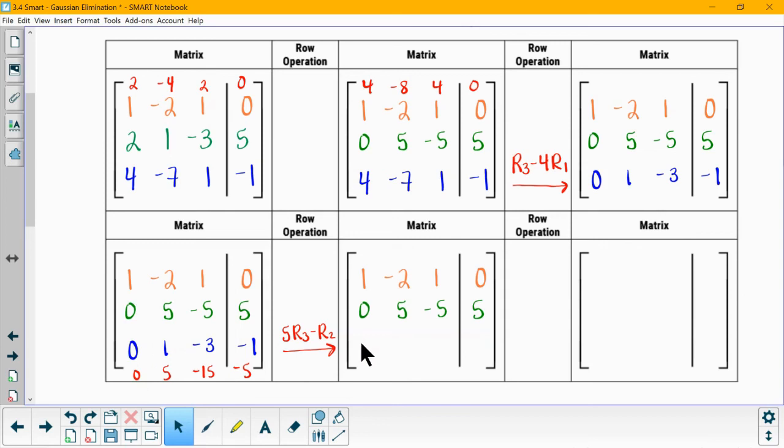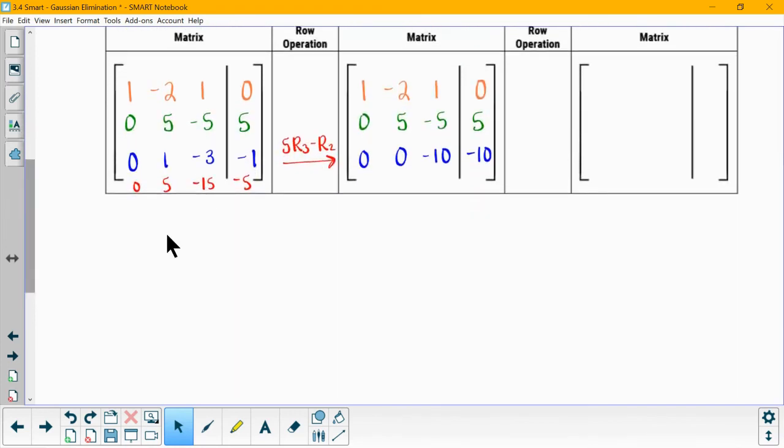So 0 minus 0 is 0. 5 minus 5 is 0. Negative 15 minus negative 5 is negative 10. And negative 5 minus 5 is negative 10. So now I have my 3 leading zeros. I can go into solving.